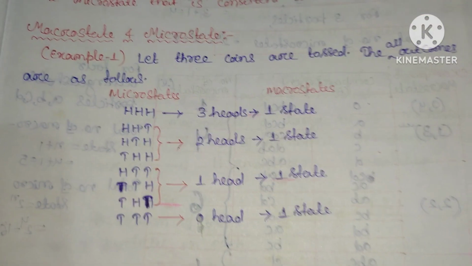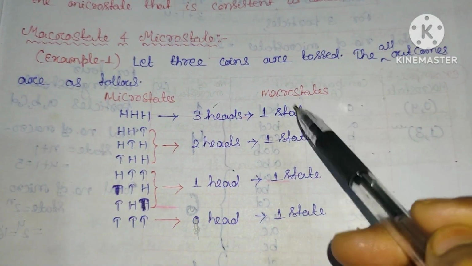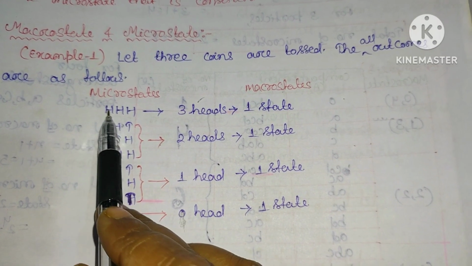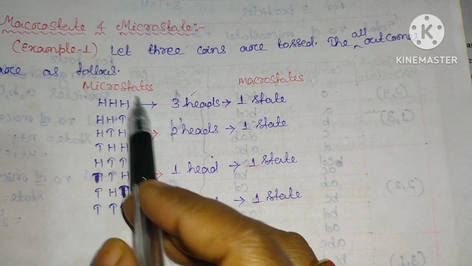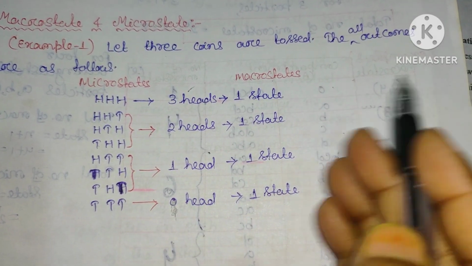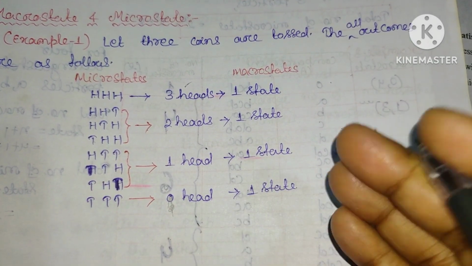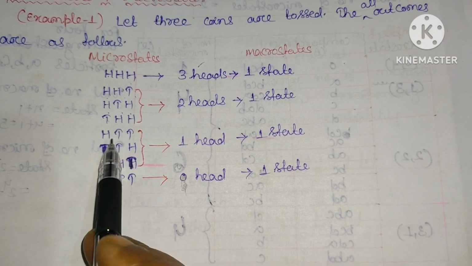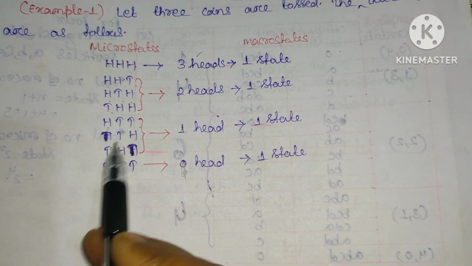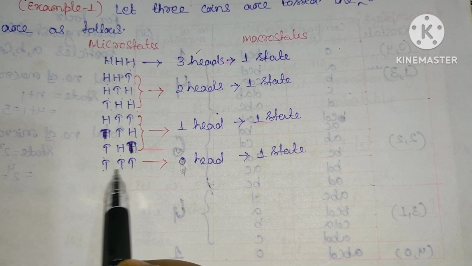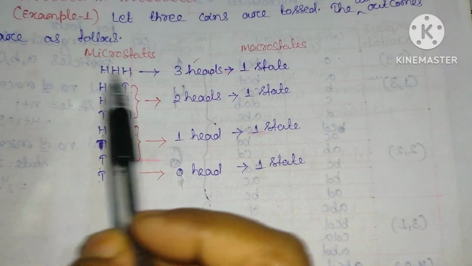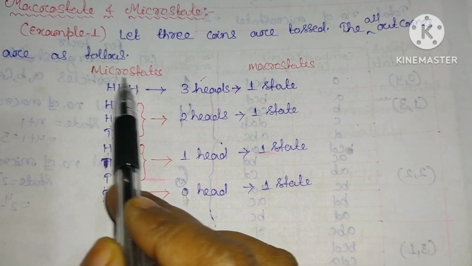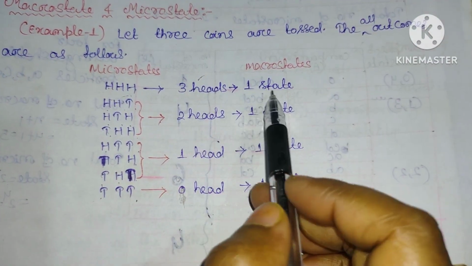So let us take the case of 3 coins. When the 3 coins are tossed, the outcomes are like this. In the first case, head, head, head. Here the cases are when you can distinguish between the coins, copper, silver, brass, like this. So head, head, head; tail, head, head; head, tail, head; head, head, tail; head, tail, tail; tail, head, tail; tail, tail, head; and tail, tail, tail. If you cannot distinguish between the particles, we can say that all 3 are heads. So this is called one state.